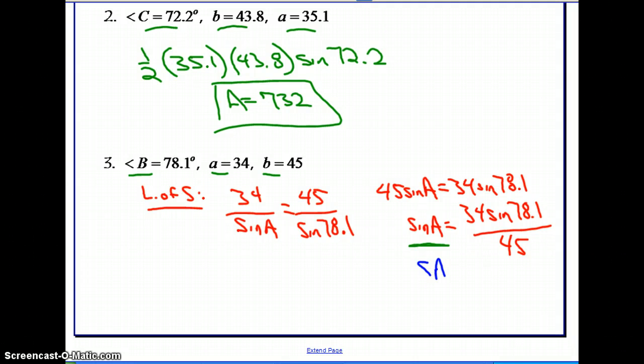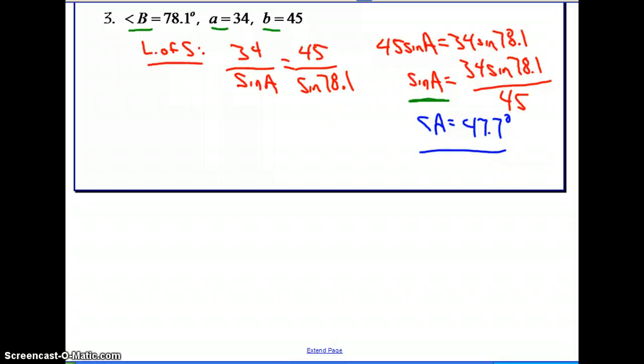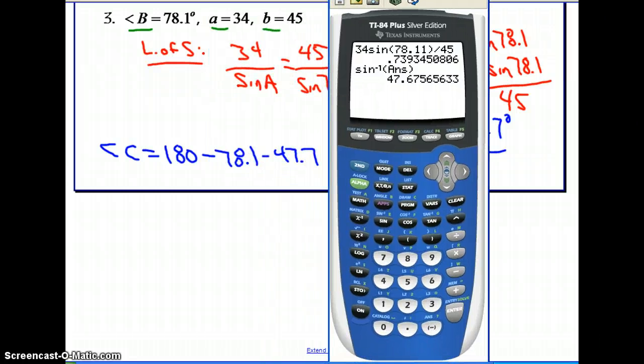So angle A, 47.7 degrees. And you might look at this and still be skeptical and say, yeah, you need 3 different letters. You still don't have 3 different letters, which is true. But now angle C comes very easily. It's 180 degrees minus 78.1 minus 47.7. So we can get angle C now because we know there's 180 degrees in a triangle.